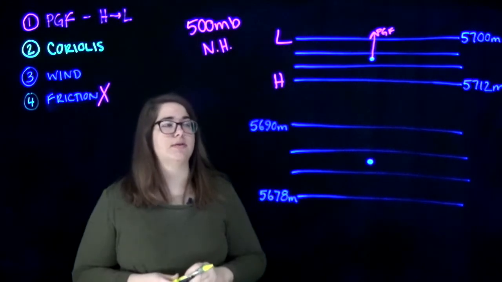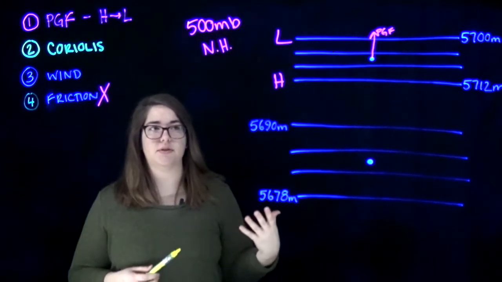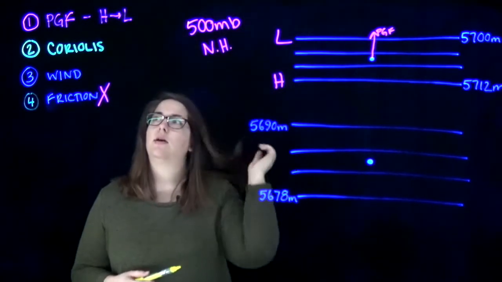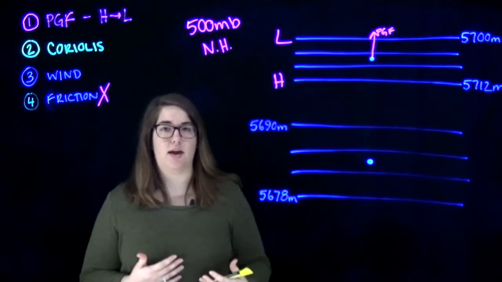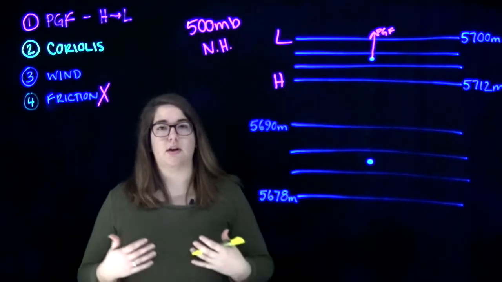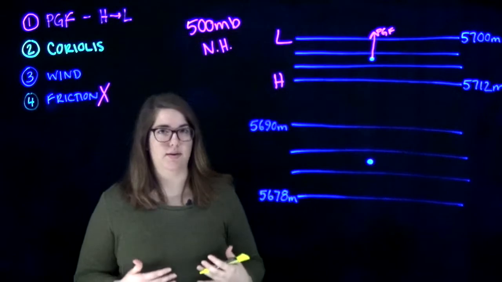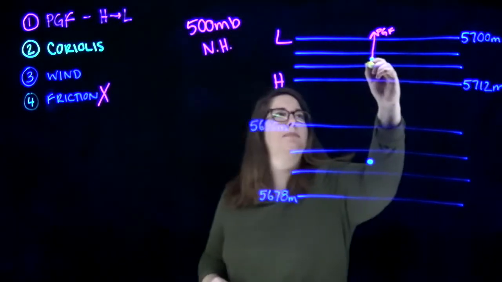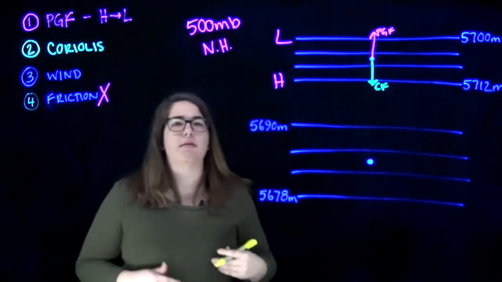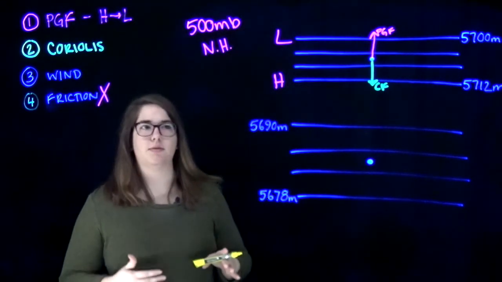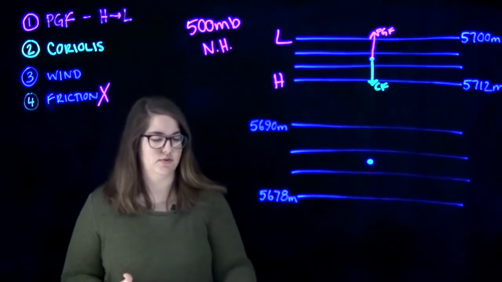Next, we have our Coriolis force. Again, it pulls to the right in the northern hemisphere. Although in the upper atmosphere, where we don't have friction to take into account, our pressure gradient force and our Coriolis force will balance each other out as equal and opposite forces. That being said, your arrows should be pretty close to the same length for the two of those forces.